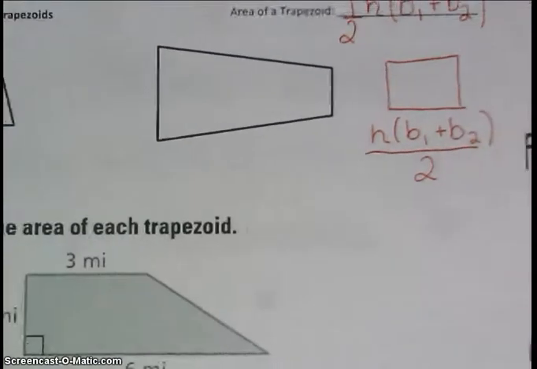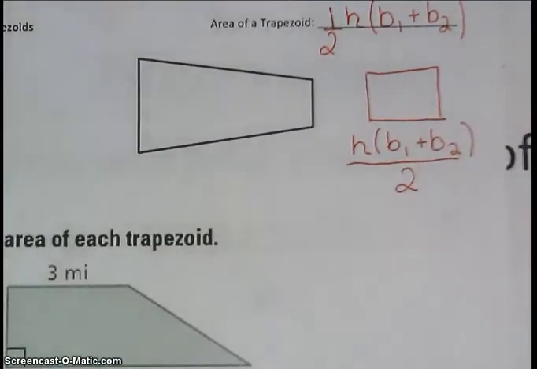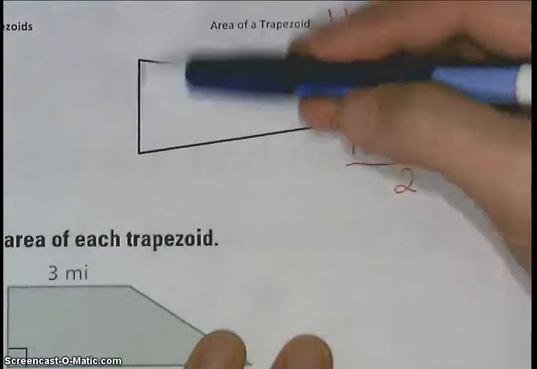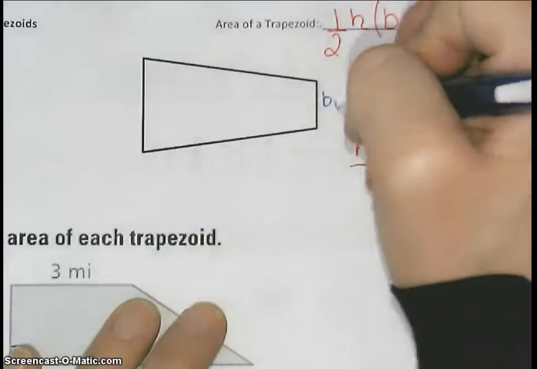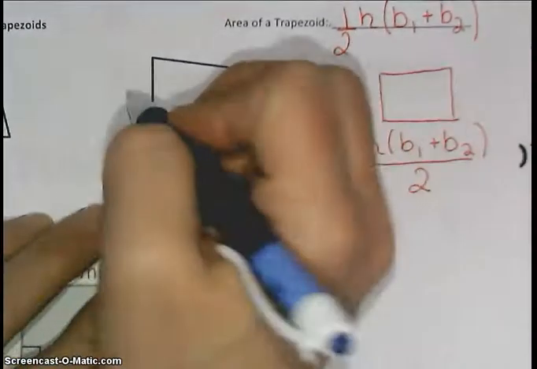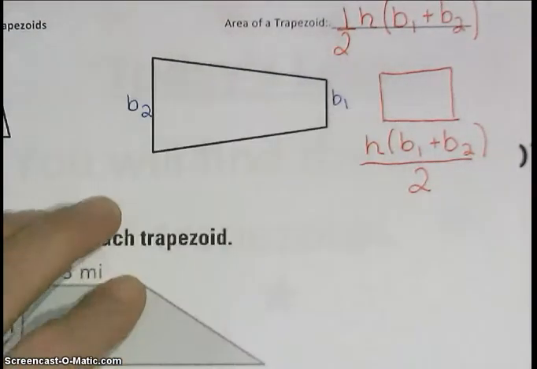Now let's look at this one. Where's my base 1, where's my base 2, and where's my height? Well, once again, we look for our parallel lines. My parallel lines are on the left and the right this time. So either way, it doesn't matter. So let's call this one base 1 this time, and this one over here base 2.